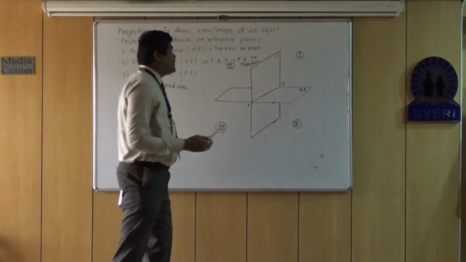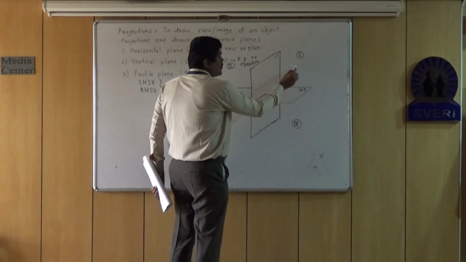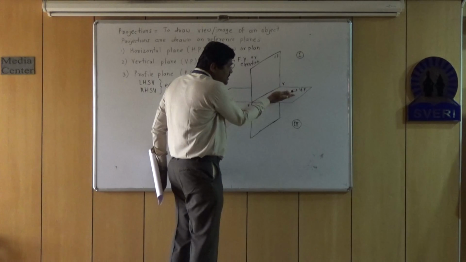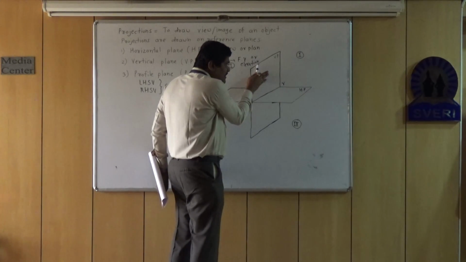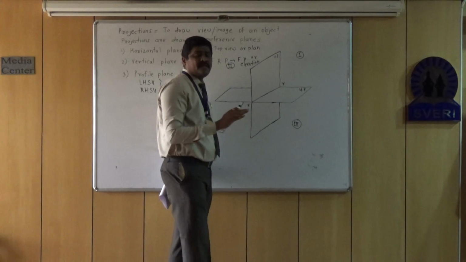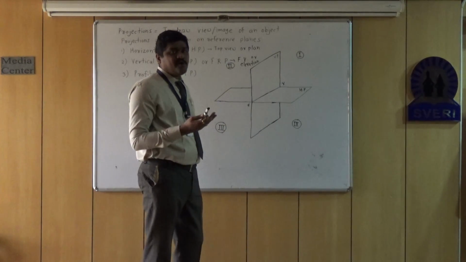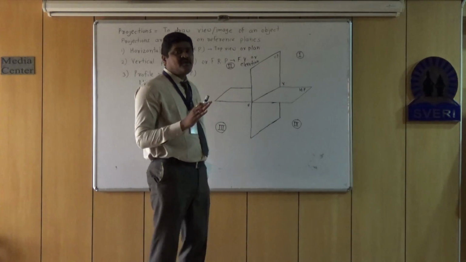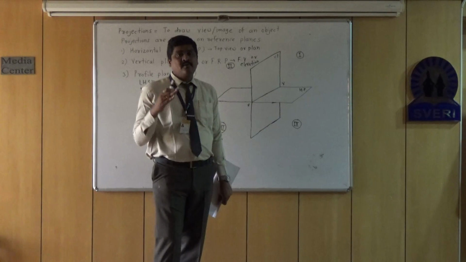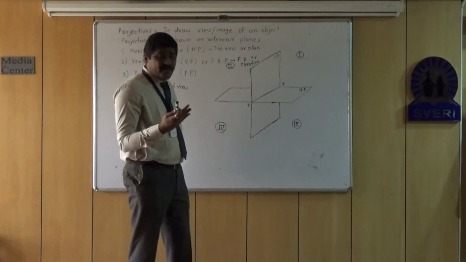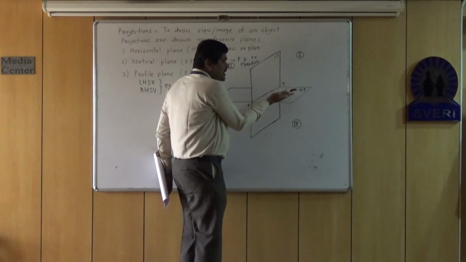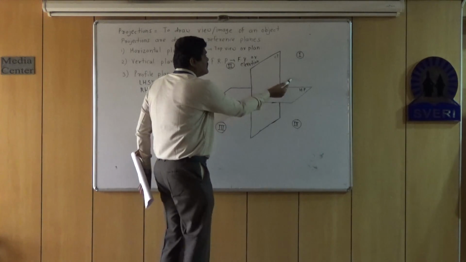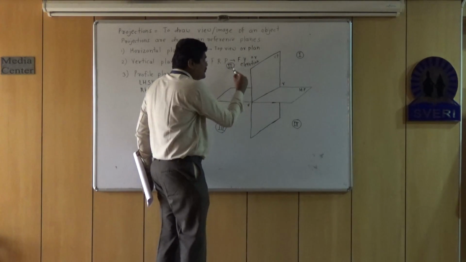So looking from this side, this is quadrant 1. This quadrant 1 can be described as above HP and in front of VP. When we draw the projections of the object, assume it to be situated in the first quadrant. It is called the first angle method of projection. So this is about the first quadrant. The object will be located above HP and in front of VP. Then moving in anti-clockwise direction we will come here.